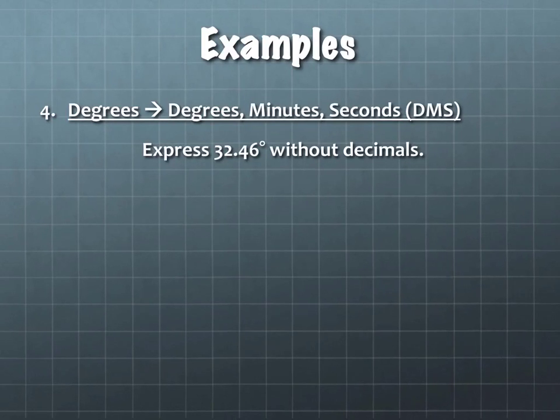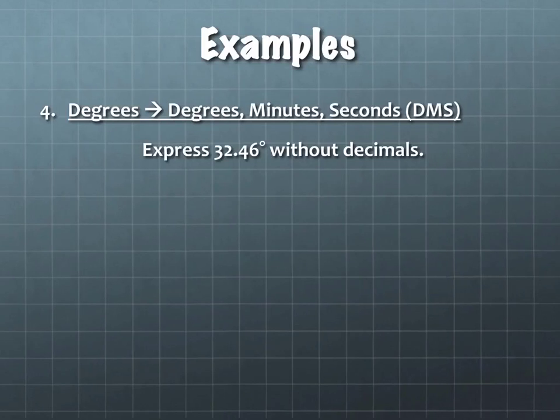So, the cool thing is that the degree part never changes. The part at the beginning that says 32 is staying 32. We don't have to do anything with it, okay? That's the cool part. The part that says 46 as a decimal point at the end is going to change. It's going to change into a number of minutes and seconds, because this one right here is all in degrees.